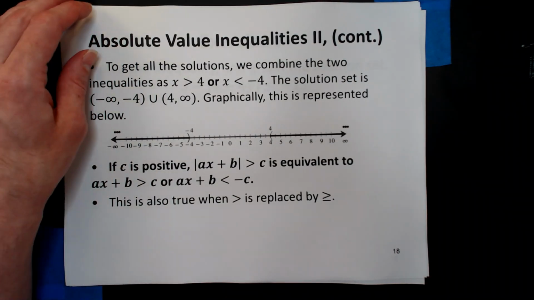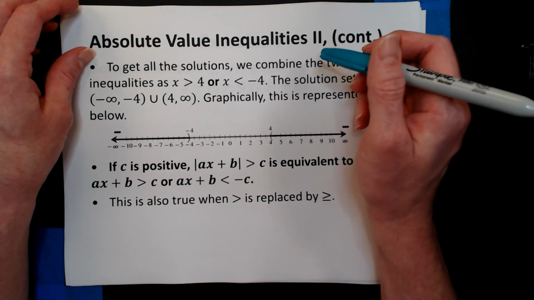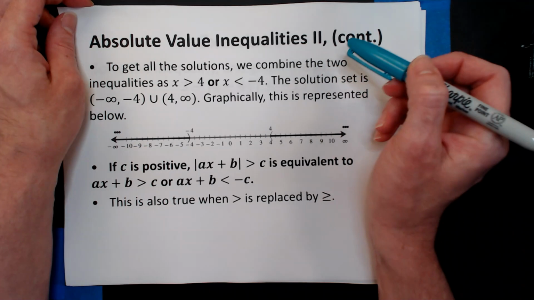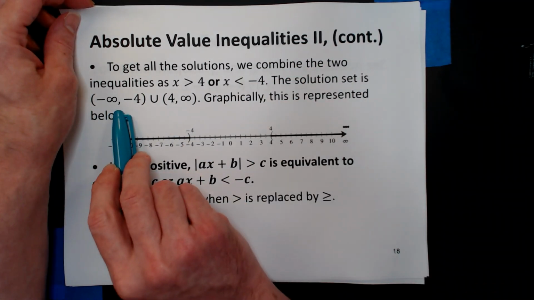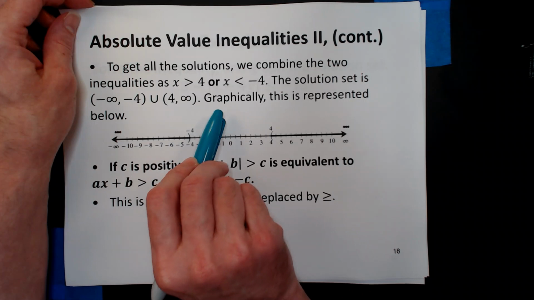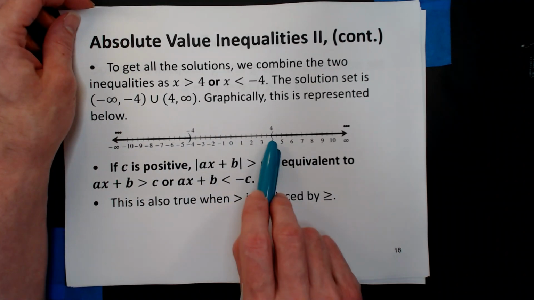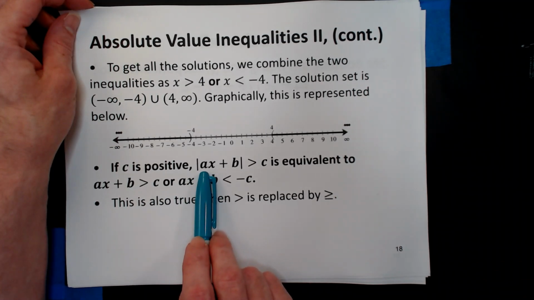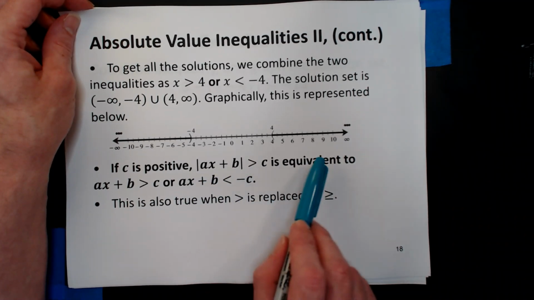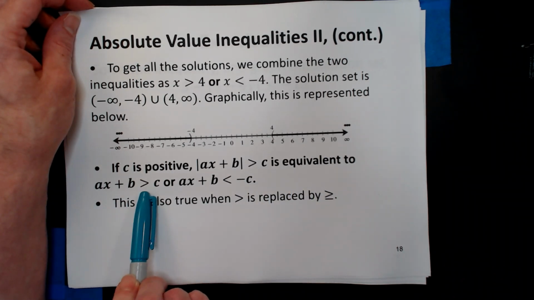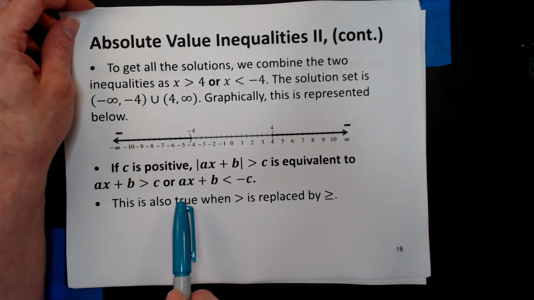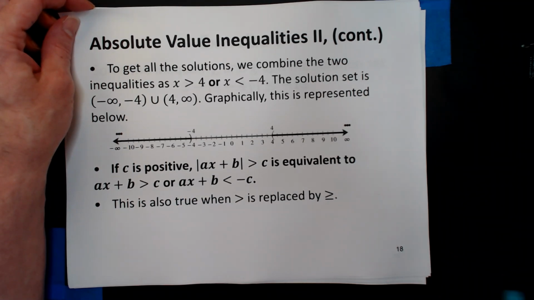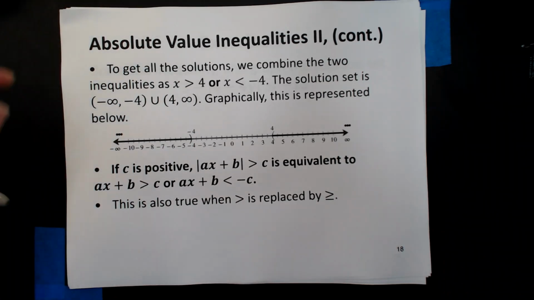I did. To get all the solutions, we combine the two inequalities with an OR statement where we want x to be greater than 4 or x less than negative 4. The solution set is negative infinity to negative 4 union 4 to infinity. Graphically, this is the representation below. I'm 4 units away in either direction from 0. The absolute value of ax plus b is greater than c is equivalent to ax plus b being greater than c, it's written in the correct direction this time, or ax plus b is less than negative c. This is also true when greater than is replaced by greater than or equal to.